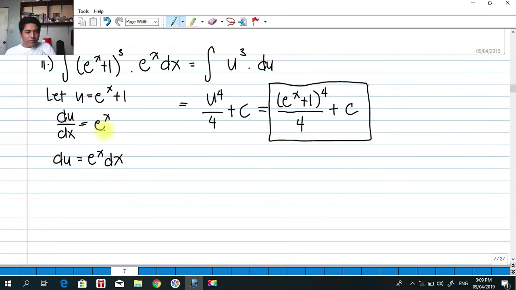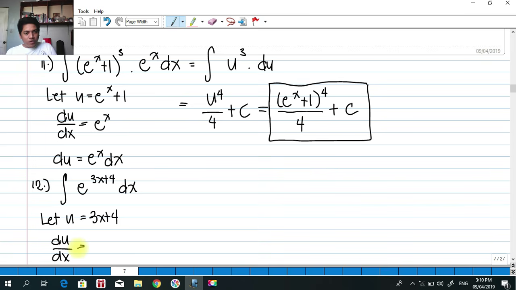So for number 12, we have to get the integral of e raised to 3x plus 4 dx. Again, using integration by substitution, we need to let u equal 3x plus 4, so that du over dx should be equal to 3. Cross multiplying, we have du equals 3 dx.